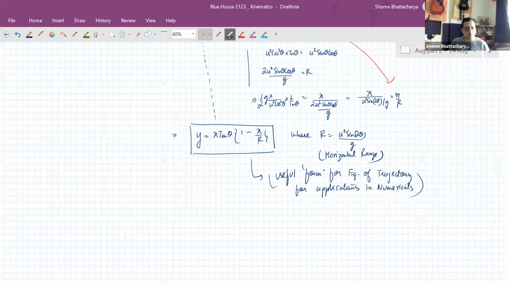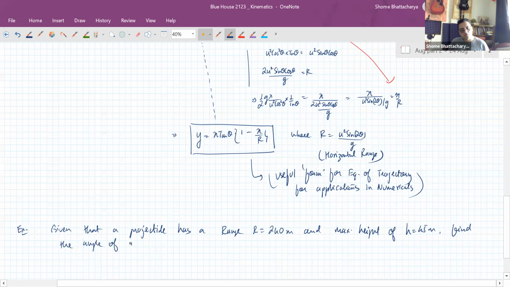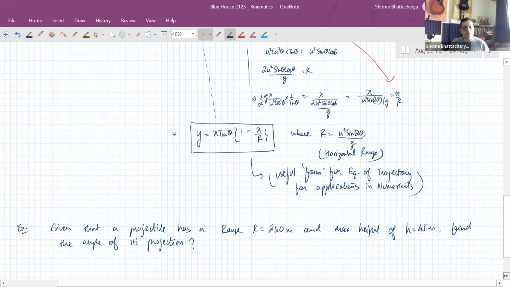Okay, so let's see some examples of questions where this formula becomes very useful. For example, a very direct type of question: given that a projectile has a range of, let's say, 240 meters and a maximum height of h equal to, let's say, 45 meters, find the angle of projection.